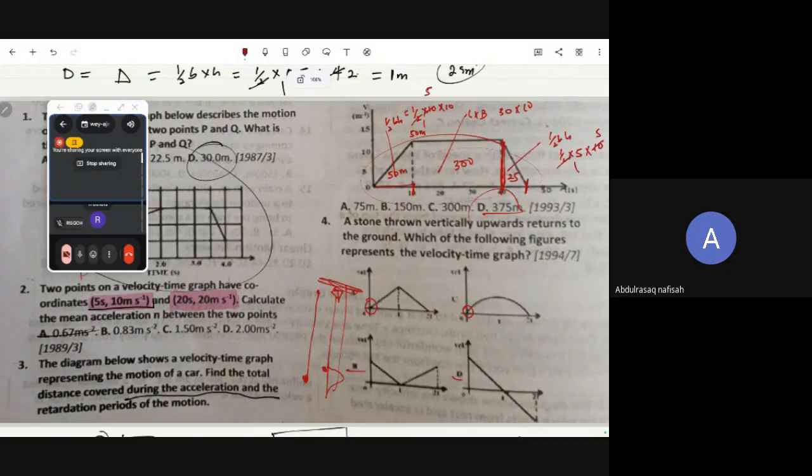Do you understand? So options A and C are wrong because they started from rest. The question says the stone is thrown vertically upward. For you to throw it, you have to throw it with a particular velocity. You cannot leave it at the ground and it will go up by itself. It's not possible. It is only in an Indian movie that it is possible. But normally, you cannot leave something and it will go up. Do you understand?